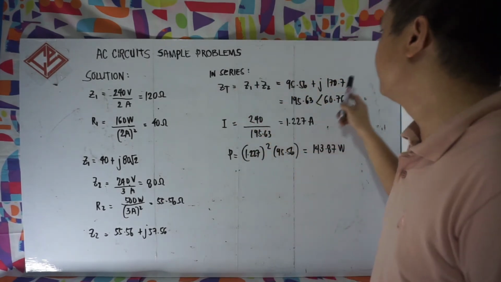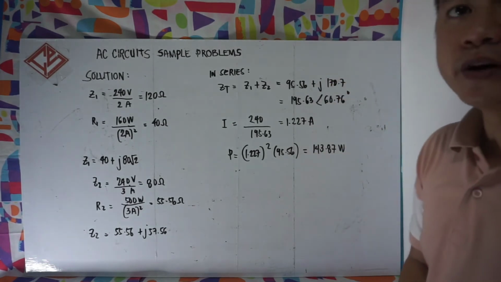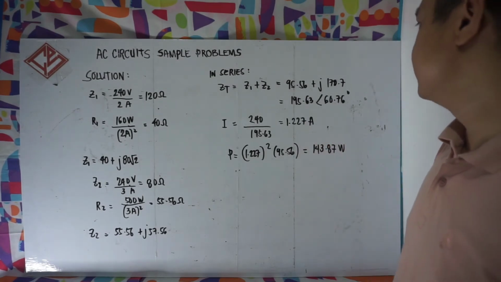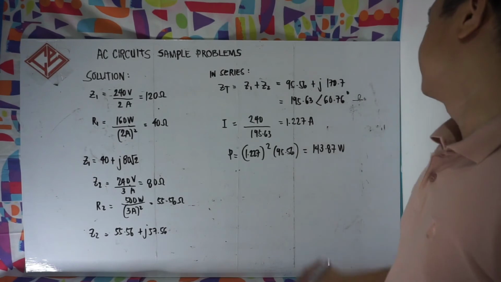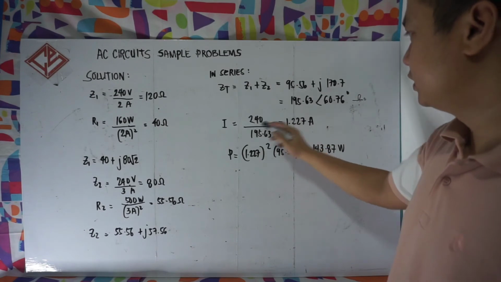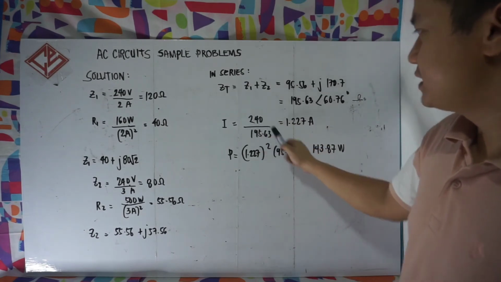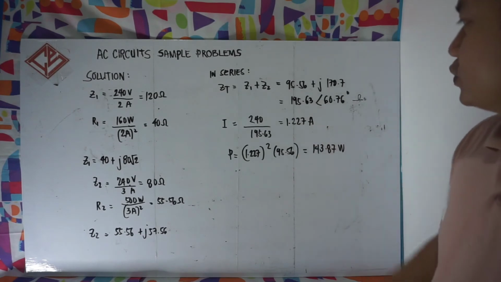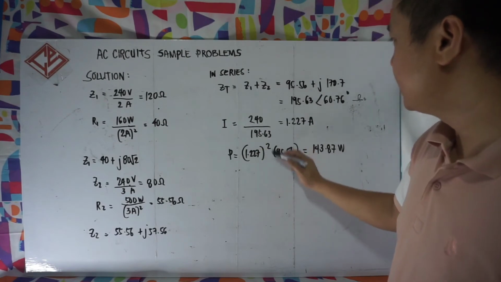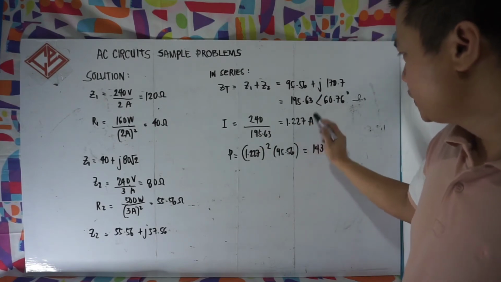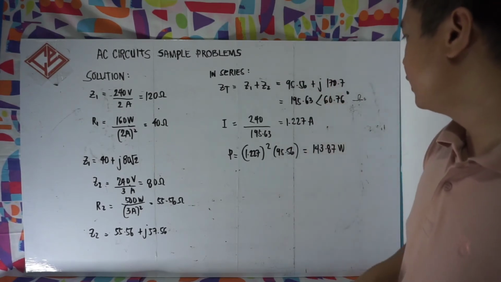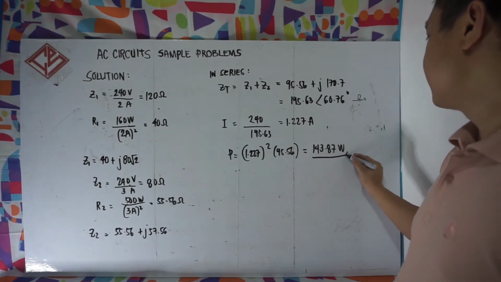So you will have 95.56 plus j170.7, or 195.63 angle of 60.76 degrees ohms. So the current is, you just divide the supply voltage by the total impedance. So 240 over 195.63, you will have 1.227 as your current. So we know that the power is equal to I squared multiplied by R. So that is 1.227 squared, times the total resistance of 95.56. So you will have 143.87 watts as your final answer.